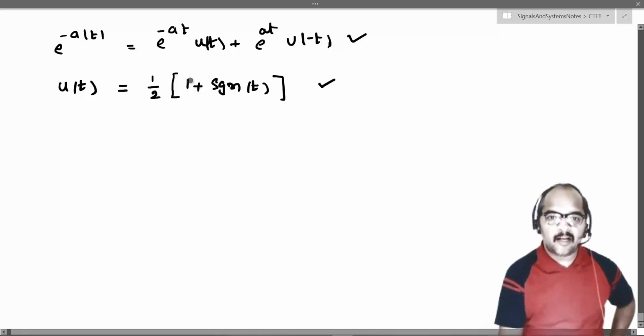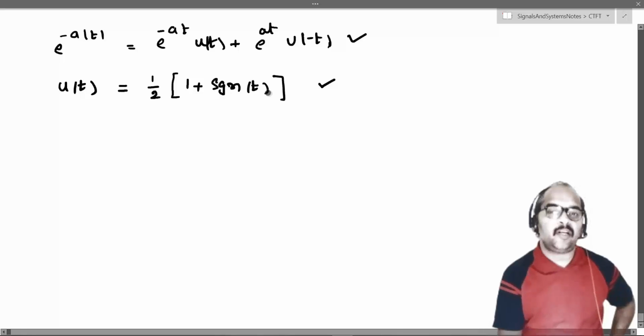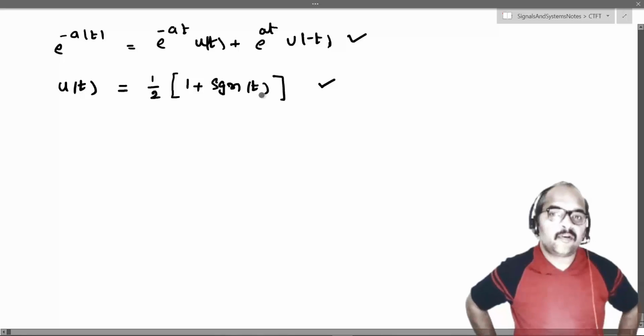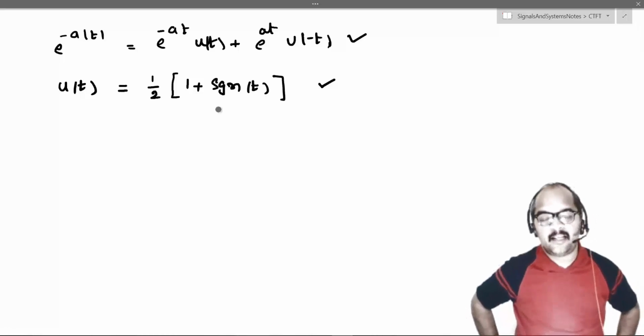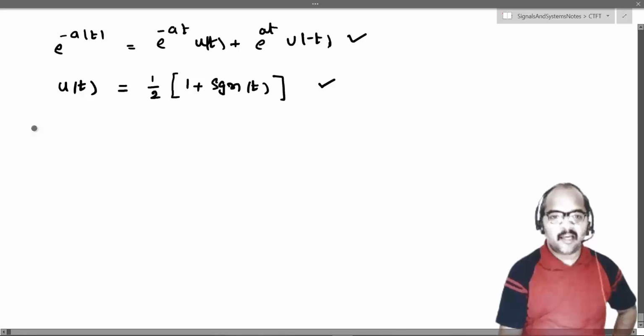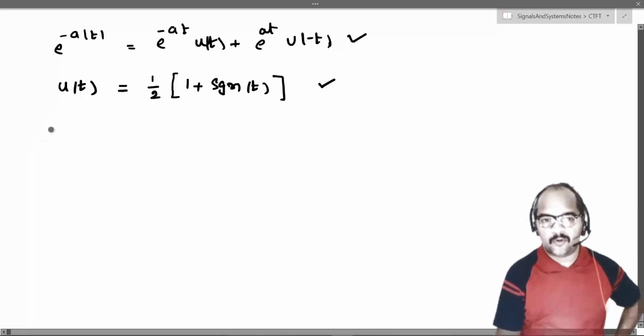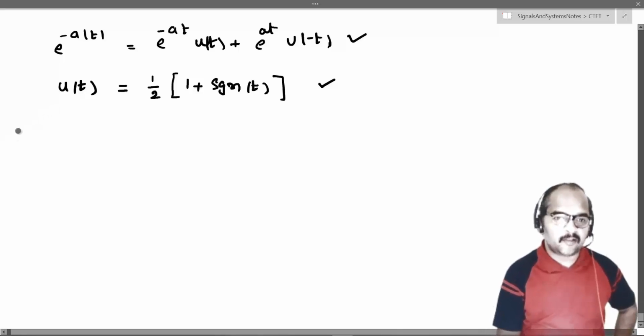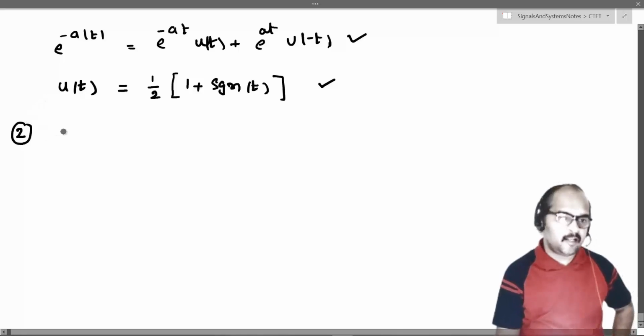So this is nothing but 1 by 2 times the Fourier transform of 1 plus the Fourier transform of signum of t. In that kind of splitting of the Fourier transform, we call it the linearity property. Okay, so in that way it's very helpful. If the Fourier transform didn't satisfy the linearity property, we would be in trouble. Okay, so let us be thankful that the Fourier transform satisfies the linearity property.